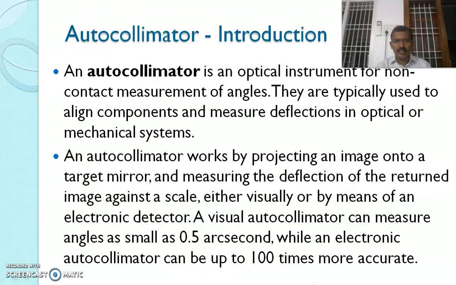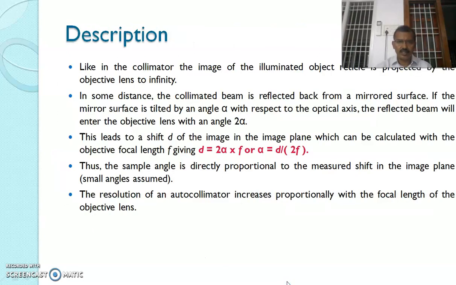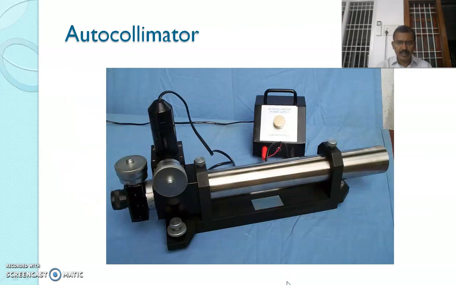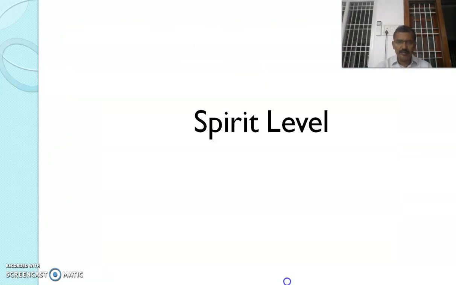The autocollimator is used to align components and measure deflections in optical and mechanical systems. It measures the image onto a target mirror and measures the deflection of the returned image against a scale, either visually or by means of an electronic detector. A visual autocollimator can measure angles as small as 0.5 arc second, while an electronic autocollimator can be up to 100 times more accurate. This is a diagram of an autocollimator.